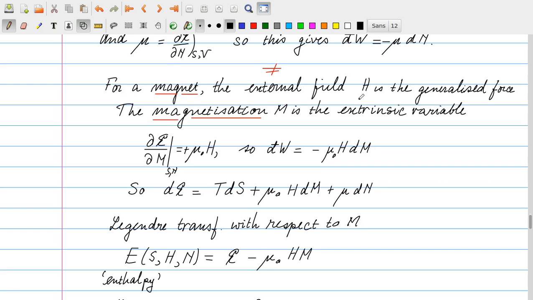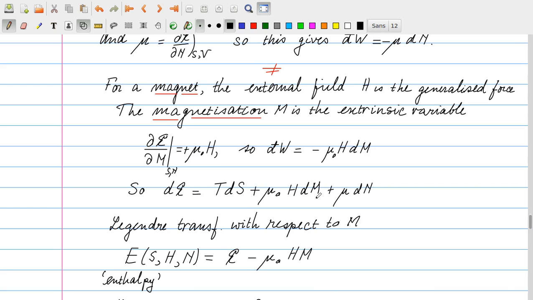So looking at the work according to our definition, it would be minus mu 0 h, that's the generalized force, times the change in the external variable, so that's the m, the extrinsic variable. So the total change in energy is then the heat added to the magnet, plus mu 0 h dm plus mu dn. But this would mean that the m is a variable that I can control.